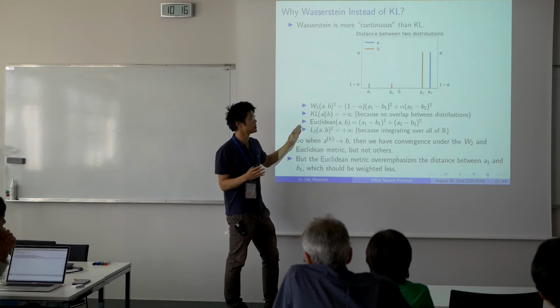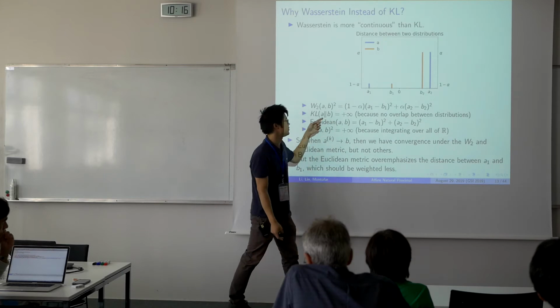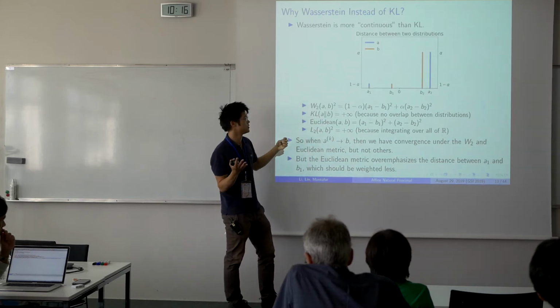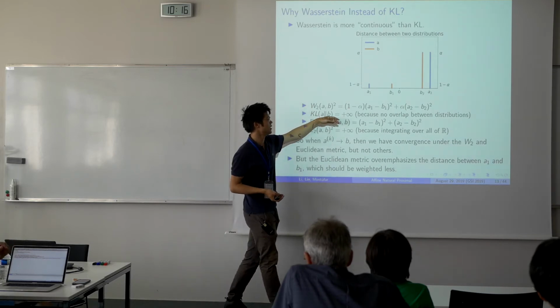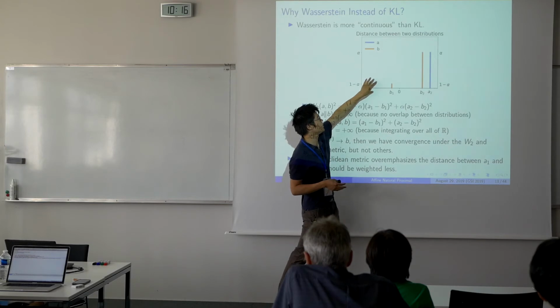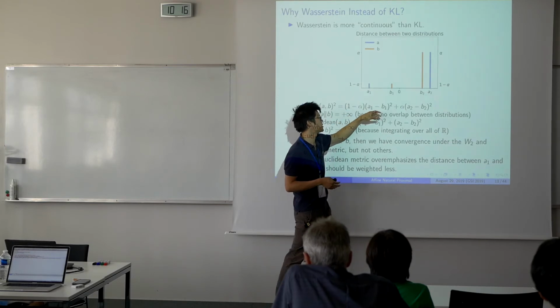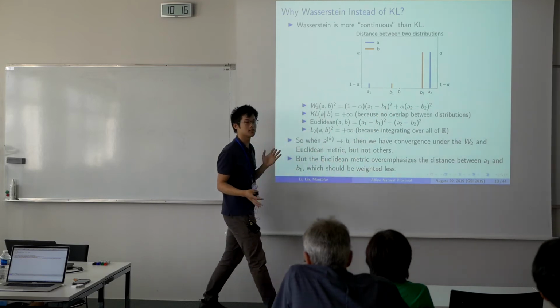When A converges to B, getting closer, KL will just tell you infinity, infinity, infinity, and then 0. For the Euclidean, it will converge correctly, but it weights these parts too much. For the Wasserstein, it weights them correctly. So it's a lot more continuous, and it makes a lot more sense.